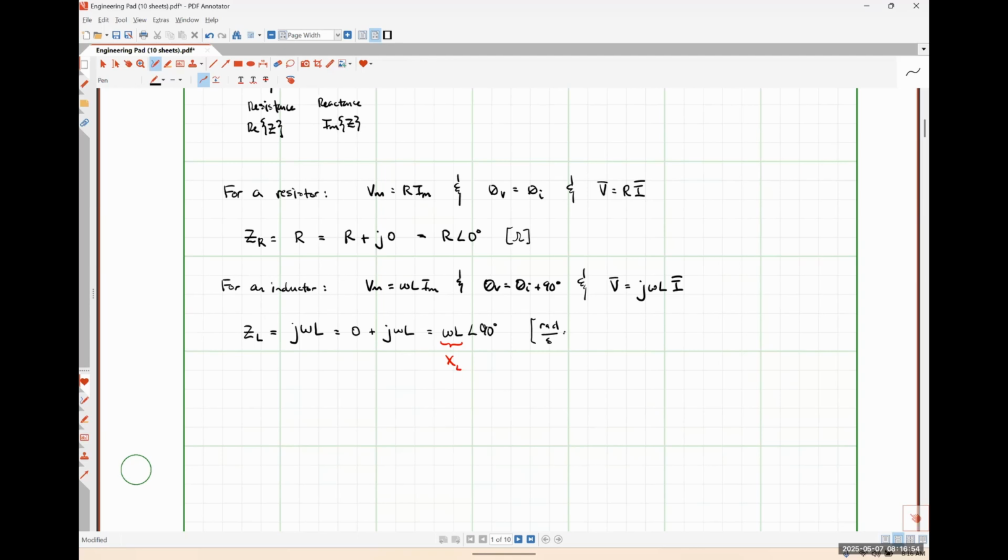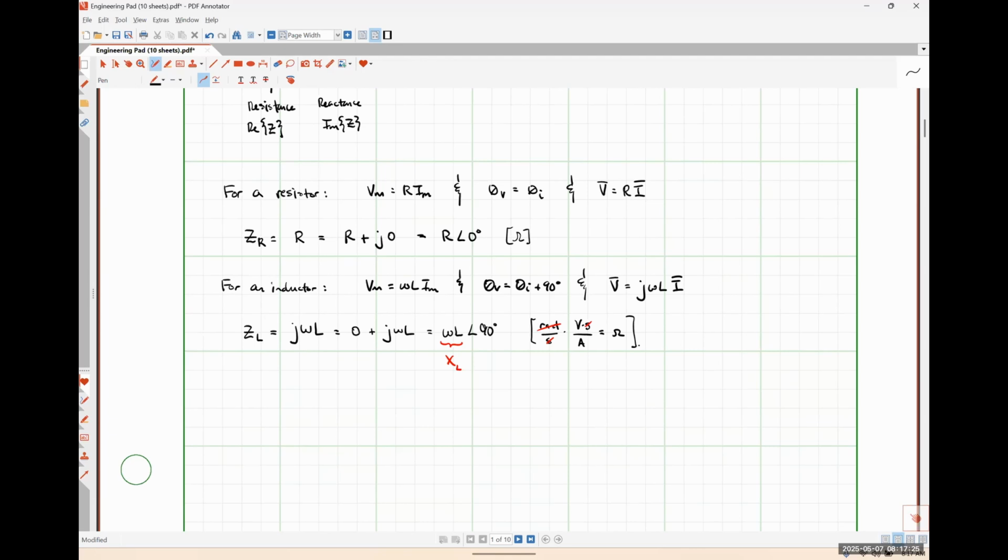L is an inductance measured in henries, and we learned a few weeks ago that a henry is simply a volt second per ampere. So if I put volt seconds per ampere up here, I wind up seeing that my seconds cancel each other out. Since radians is a dimensionless quantity, it goes away. And I'm left with simply volts per amp, which is another way to say ohms. So the impedance of an inductor is also measured in ohms.